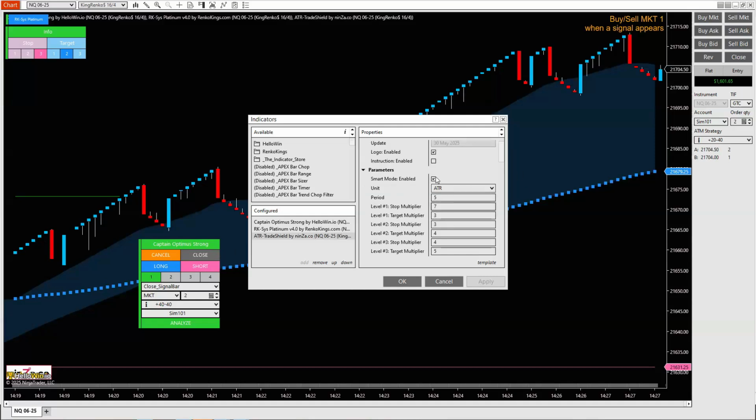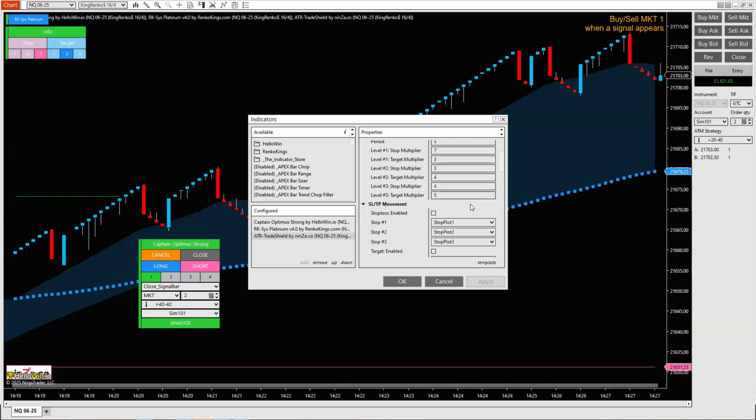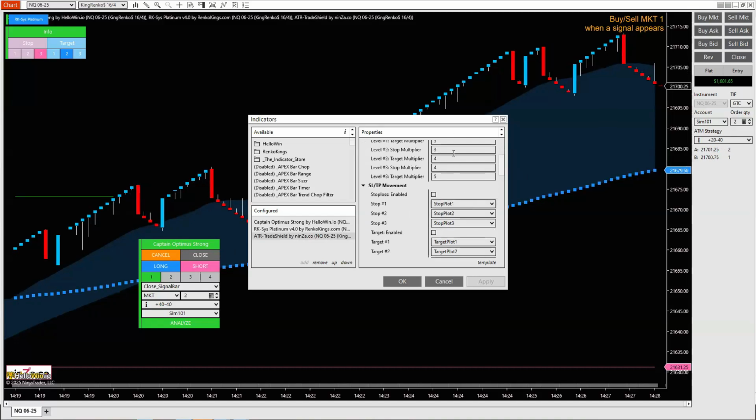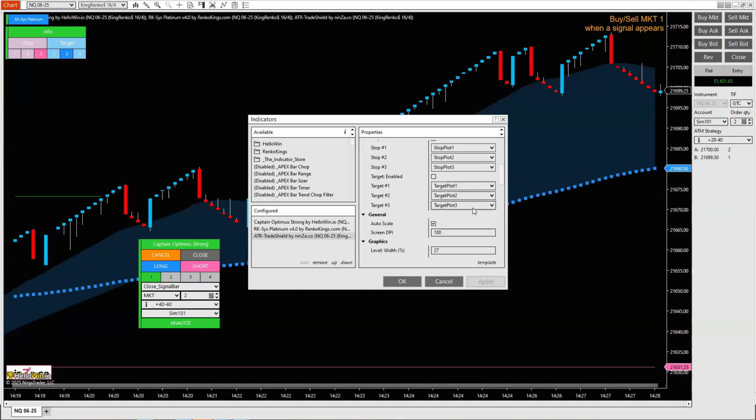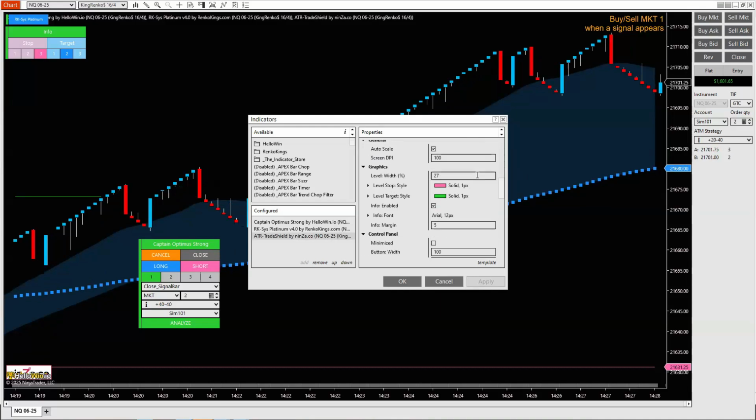Right, so you get to choose everything here. I did not play with any of these settings, but these are all the possibilities that you have. You have your stops, you have your targets, you get to determine the ATR, like everything. All the settings are here. I did not touch anything. I just have it as is.